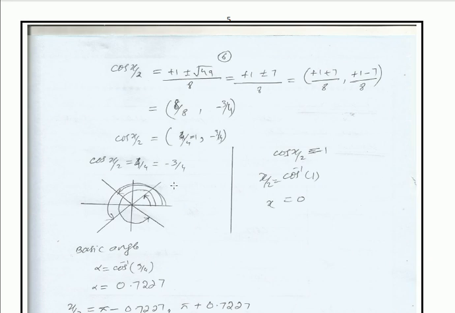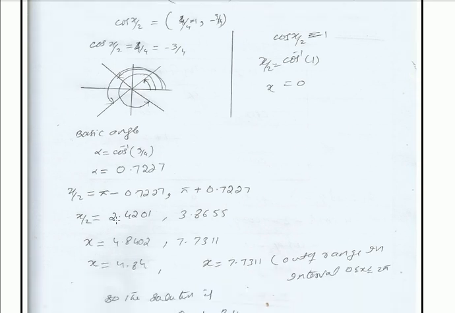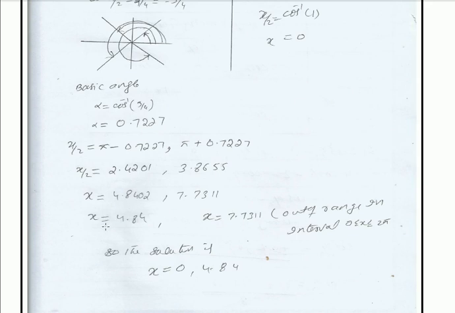so we know that cos is negative in the second and in the third quadrant. In this case, the basic angle is cos inverse 3 by 4, which is equal to 0.722 radians. We know that in order to calculate the angle lying in the second and in the third quadrant, by simplification we get x equal to 4.843 and x equal to 7.7311.